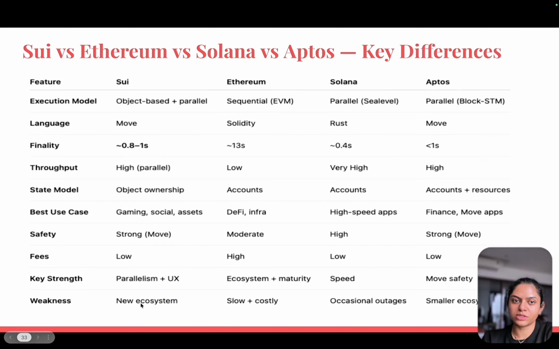Weaknesses: Sui is a new ecosystem. Ethereum is slow and costly. Solana has occasional outages. Aptos has a smaller ecosystem. So these are the key differences between each of the blockchains.